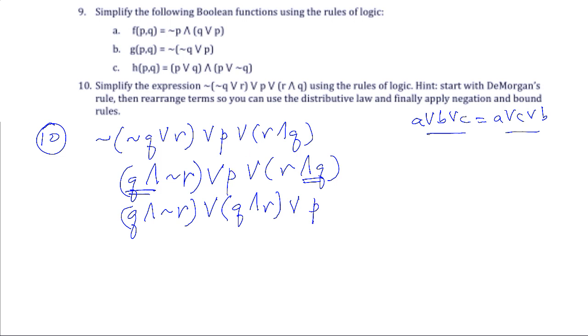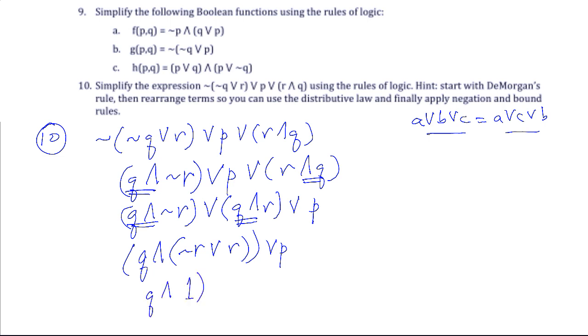Okay? And now you can see very clearly that I can factor out the Q and I'll get a not R or R. And that whole thing is going to be ORed with P, and so I better put a parenthesis around it. Finally, not R or R is a tautology. It's always true, so I have Q and 1, that thing ORed with P. Anything ANDed with 1 is itself. I think that's called either bound or negation rule. So Q and 1 is just a Q.